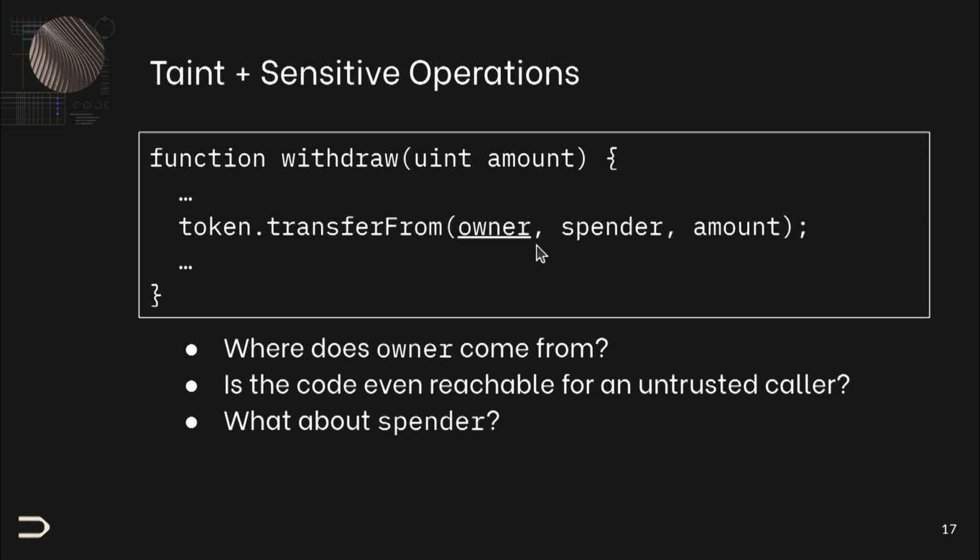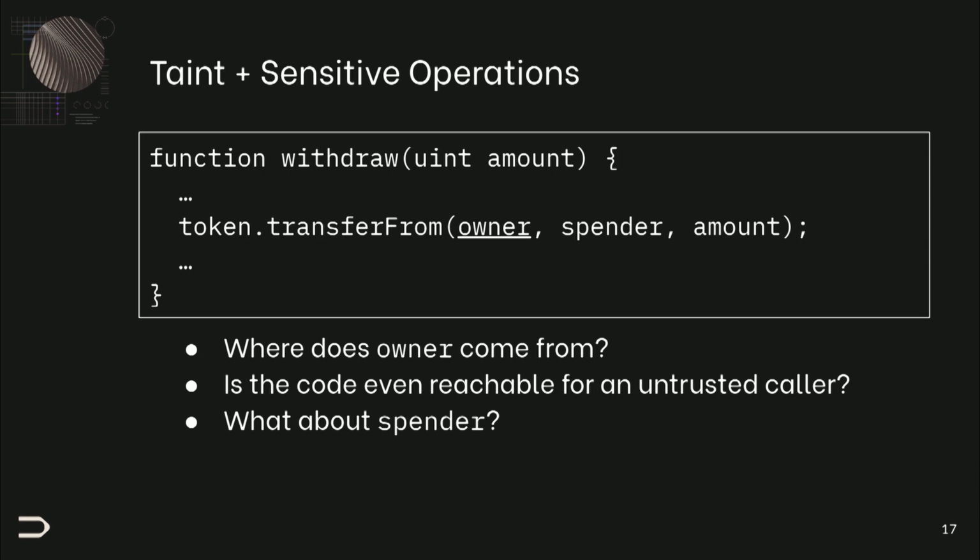If we have a really good analysis, it can give us reliable answers. And then, is this code even reachable for an untrusted caller, or do I need to go through authentication to reach that point? So this is where the analysis helps, to give us good answers to this question.